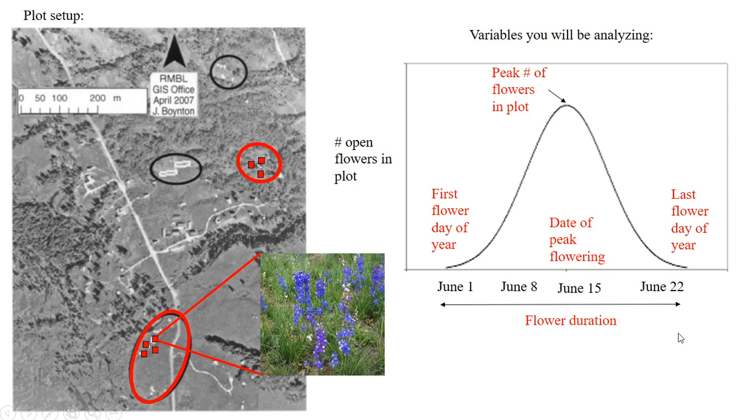And then finally, we can measure the flower duration. That was the total length of time the plants in this plot were flowering. So basically be the last day minus the first day. That'd be the total number of days this plant was flowering.